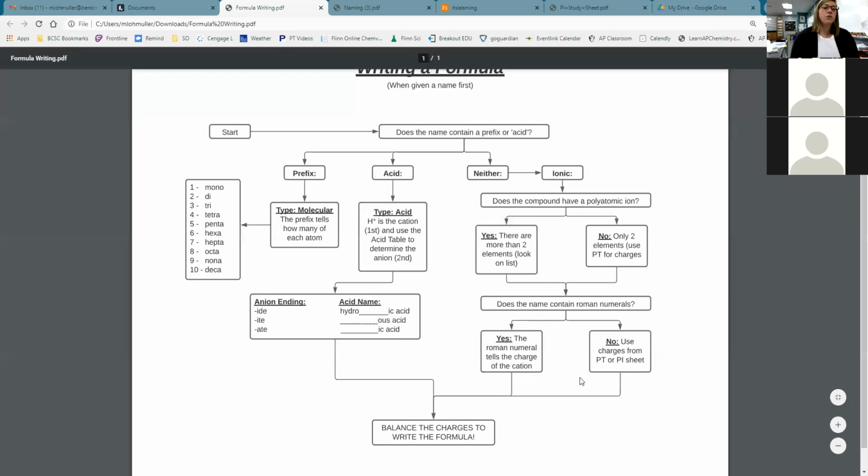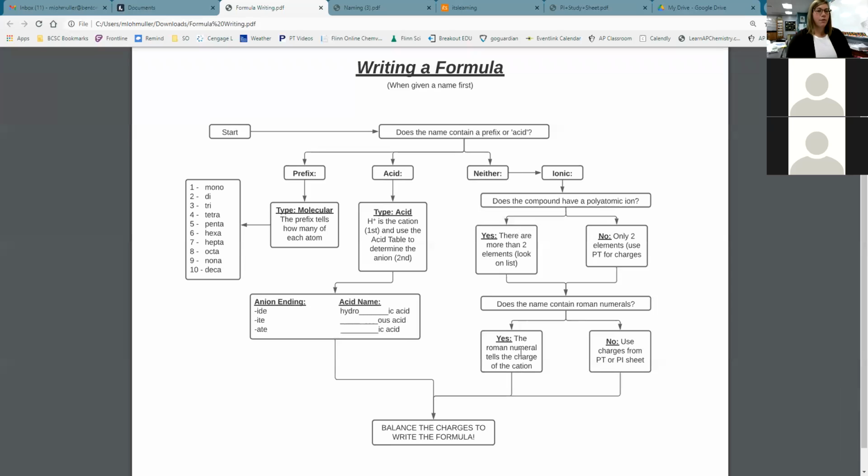The Roman numeral tells you the charge of the cation, not how many there are necessarily. That was one thing I noticed was wrong on a lot of kids' papers that I've graded so far too. If it was like copper 2, they would say Cu subscript 2. And that's not necessarily correct. So the Roman numeral tells you the charge.